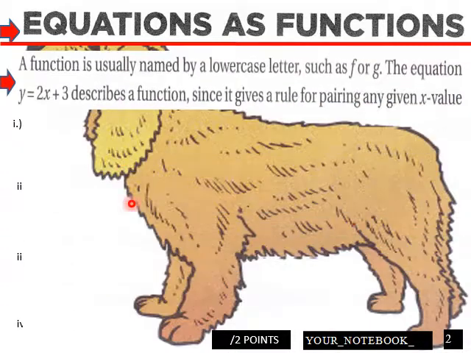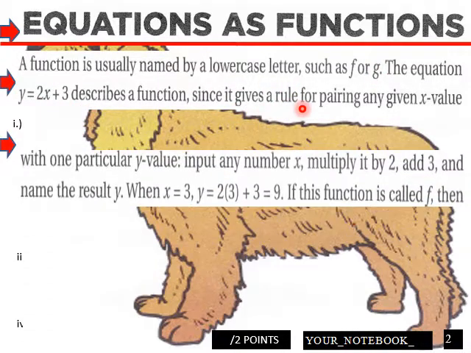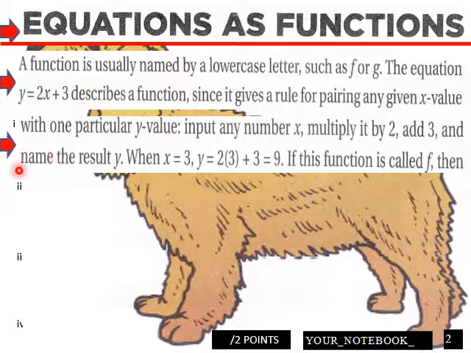So, equations as functions. A function is usually named by a lowercase letter, such as f or g. The equation here describes a function since it gives a rule for pairing any given x value. So when we have x equals 3, we have y equals 2 times 3 plus 3. We plug in whatever x value we get, and we'll get a different y value. In this case, it's 9.